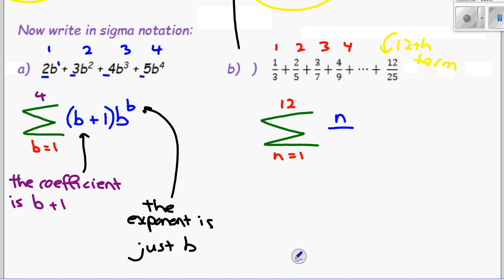So you might want to write it a bit bigger actually, to give myself some more space. n over 2n plus 1. Yeah, so that will do.